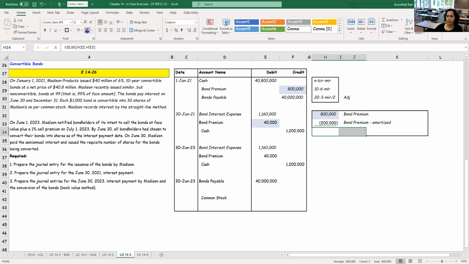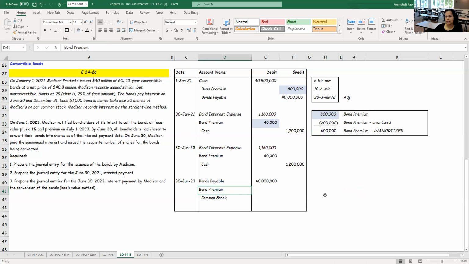What I'm concerned with is the unamortized premium. That bond premium, I need to close that account because remember, that account exists only in relationship with the bonds payable. Since I'm closing the bonds payable account, I need to close bonds premium. Bonds payable was a credit balance, so I debited it in order to close it. Bond premium is credit, so I debit it in order to close the account. Since I'm using the book value method, this number is transferred into the common stock account, $40,600,000. That's a balancing figure in this journal entry.